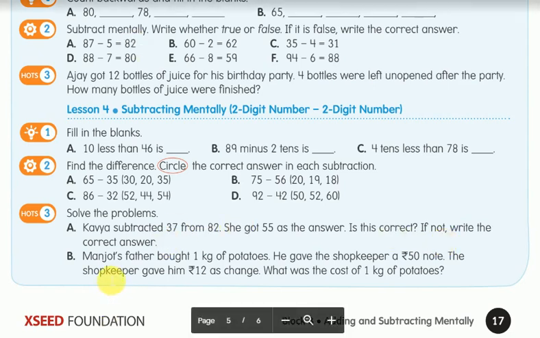Now again, question number B is a story problem. Manjot's father brought 1 kg of potatoes. He gave the shopkeeper a rupees 50 note. The shopkeeper gave him rupees 12 as change. What was the cost of 1 kg of potatoes? Here also again you have to do subtraction, that is back counting. From 50 take away 12. So you will get the cost of potatoes. The cost of potatoes is 38. Right. Okay children, thank you.